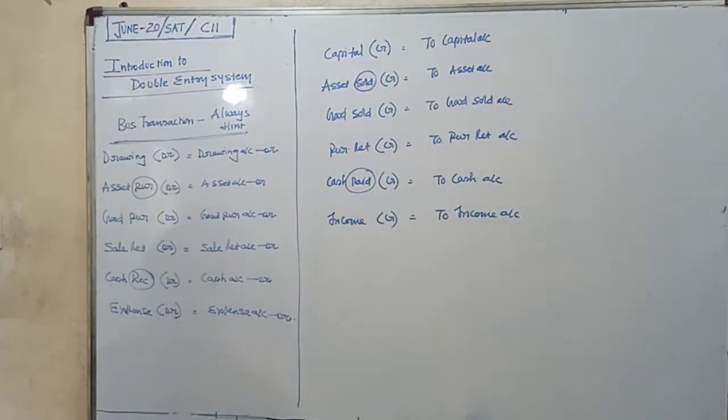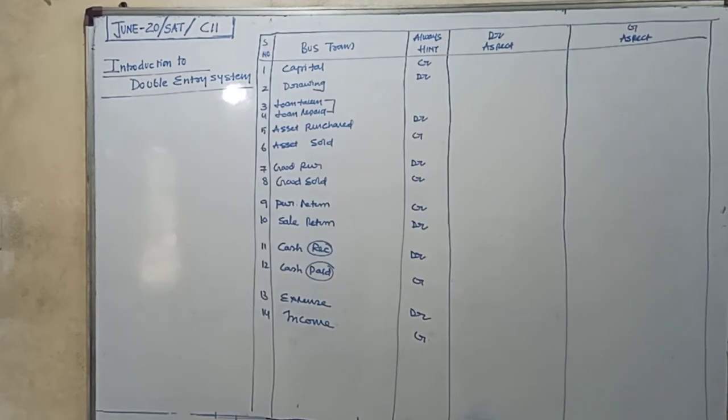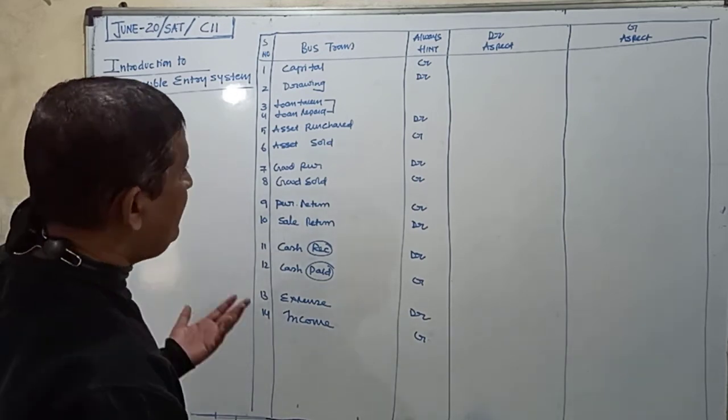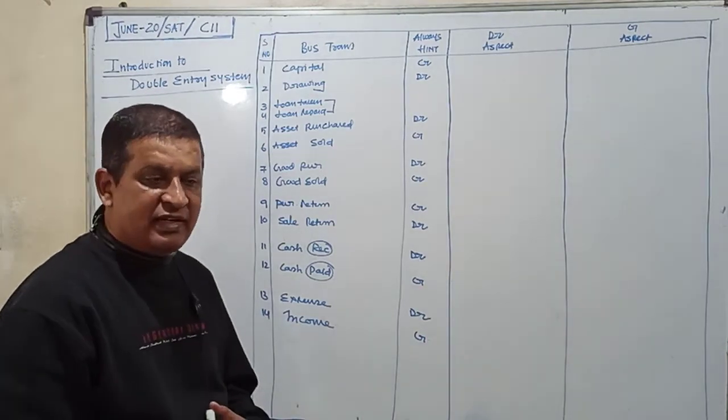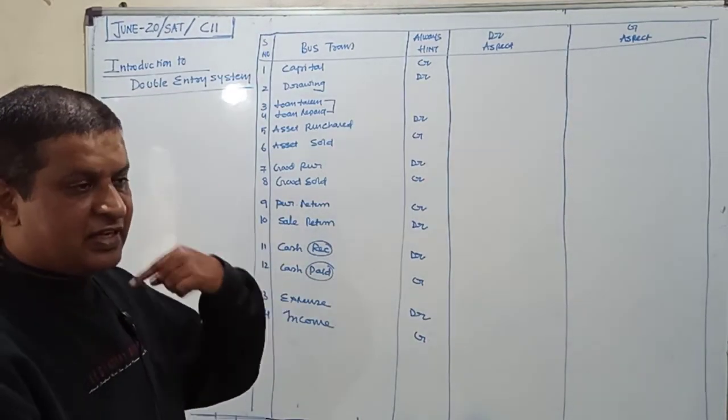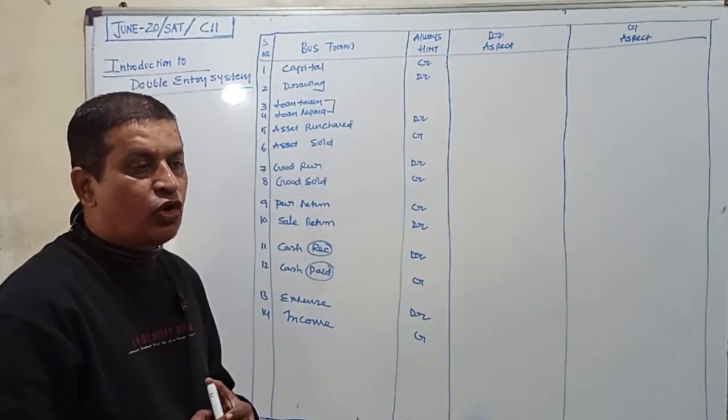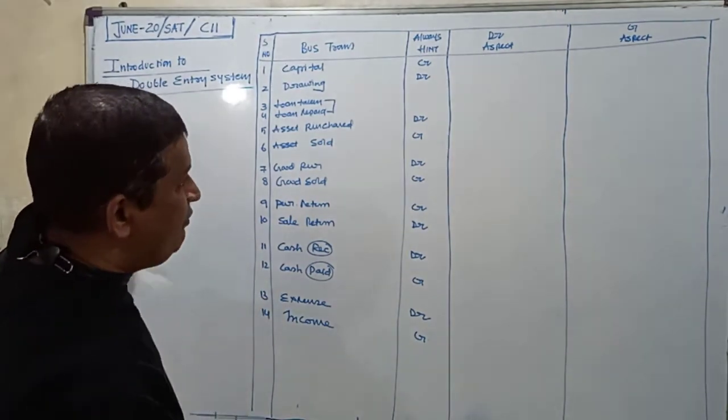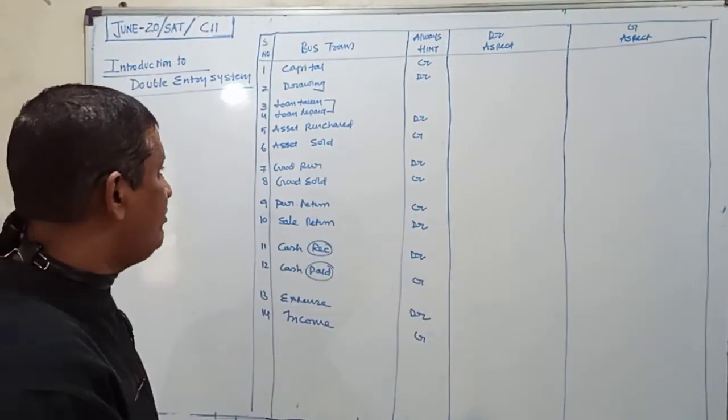So like this, we get the debit aspect and the credit aspect, and like this we have to record the debit aspect and the credit aspect of a business transaction, in the form of a journal entry. Now let us conclude today's understanding of the double entry system, the debit aspect and the credit aspect, with our previous understanding of business transaction and always hint. So let us conclude everything of today's understanding in a table.